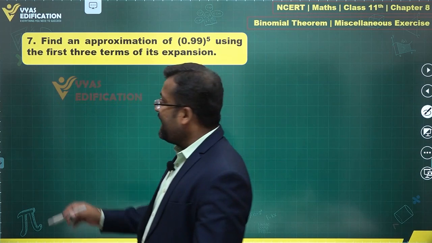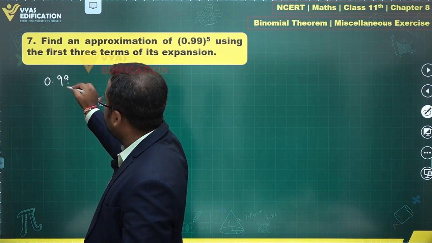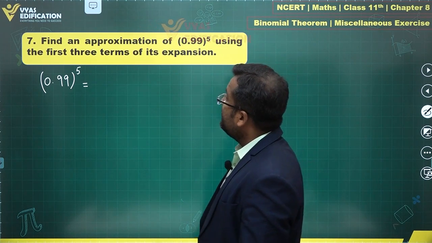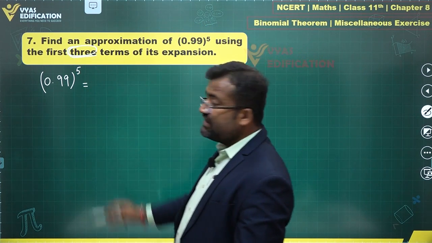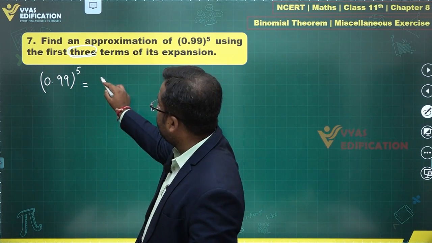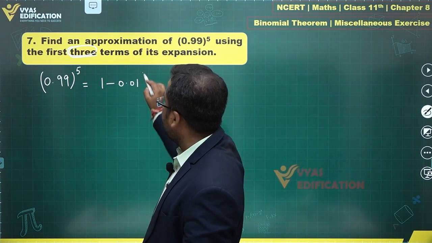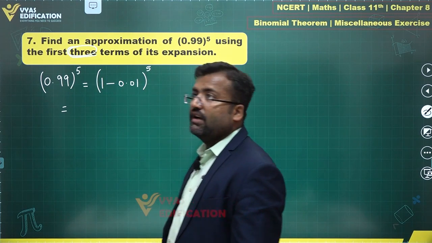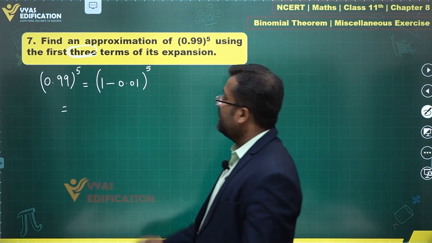Okay, so 0.99 raised to power 5 using the first 3 terms. That's what we are interested in, first 3 terms. Okay, so what kind of an expansion are we looking at? Let's write 0.99 as 1 minus 0.01, to the power 5, and this is the expansion that we are looking at.